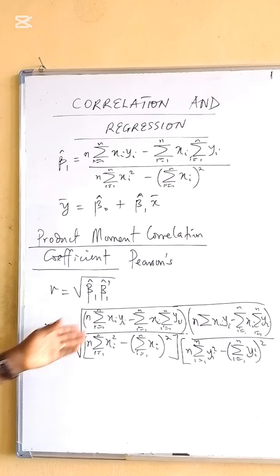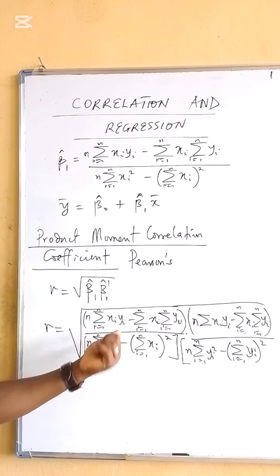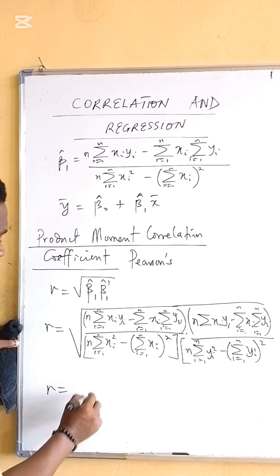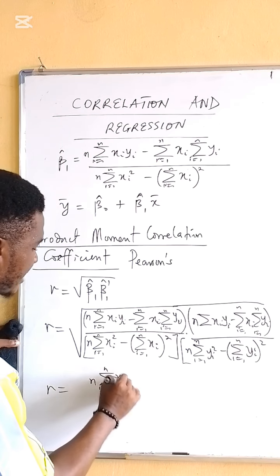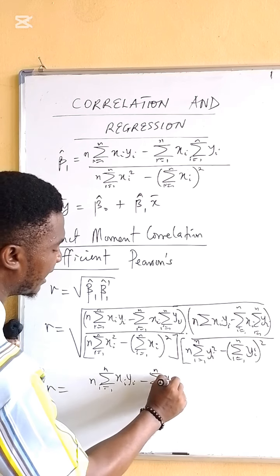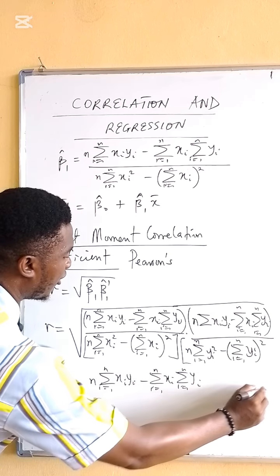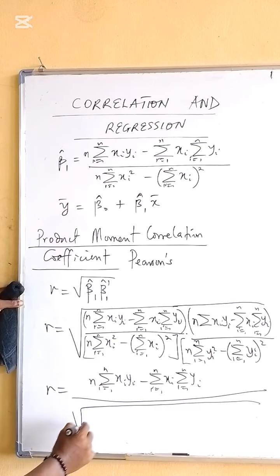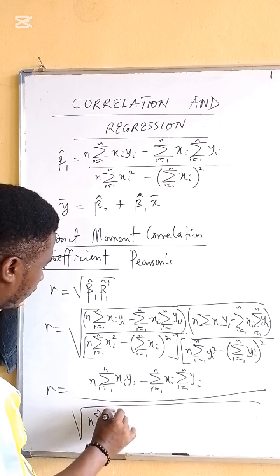So now take note that the numerator can multiply itself to give you the square of one of them. Taking the square root of the numerator ends up giving you just one of them, meaning that for the numerator, we'll end up having summation from i equals 1 to n xi yi minus summation from i equals 1 to n xi summation from i equals 1 to n yi, all over. Now taking the square root of this product gives us n summation from i equals 1 to n xi squared.